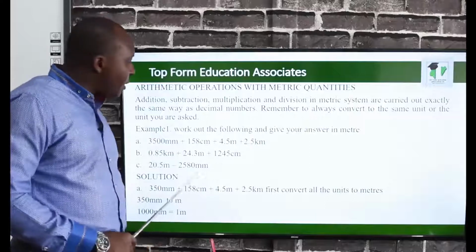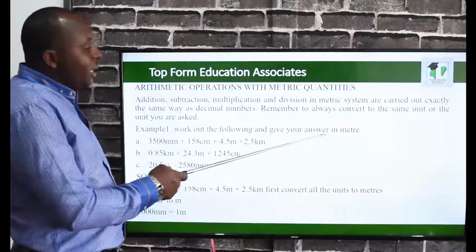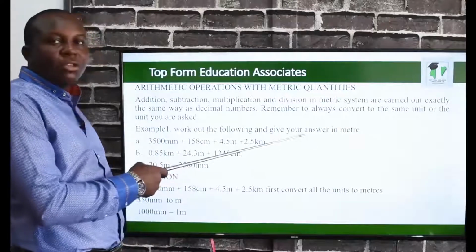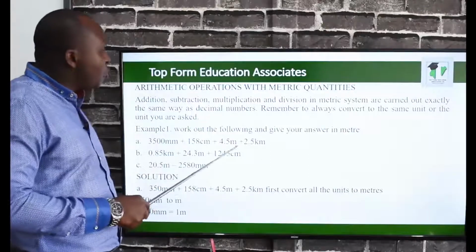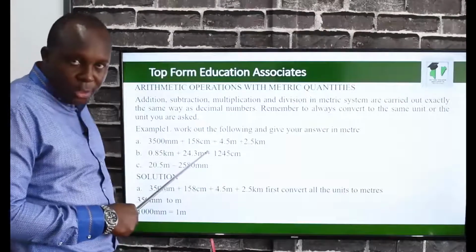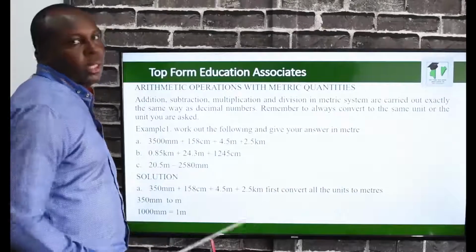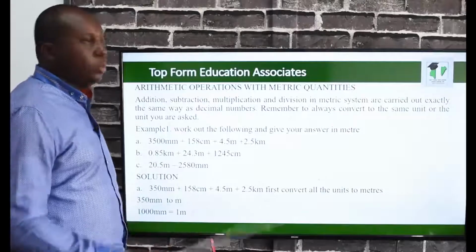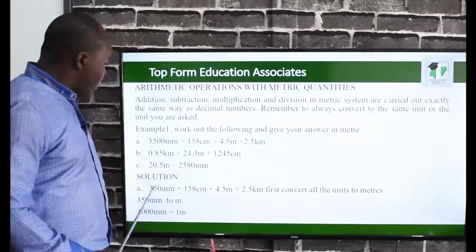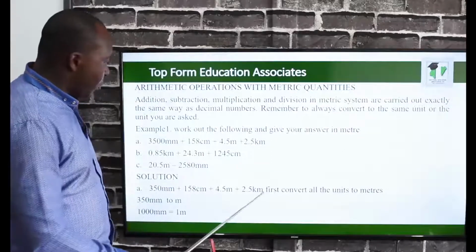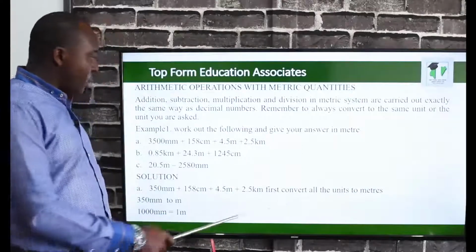Now, if we look at the questions, their units are not the same. Assuming the unit they ask us to express our answer in is not specified, it's our duty to express it in any unit of our choice. But what we are after is that all of them must have the same unit before we can add or subtract. So let's look at the solution. We want to add everything together. First, convert all the units to meters.